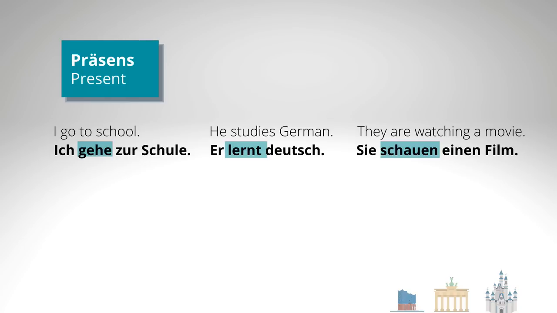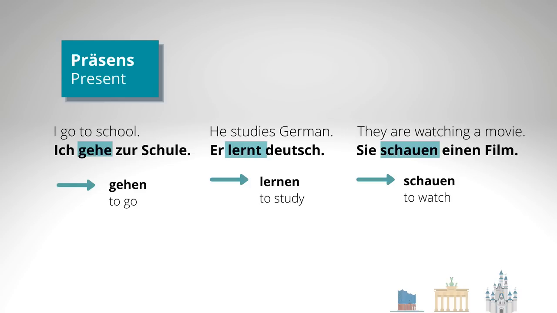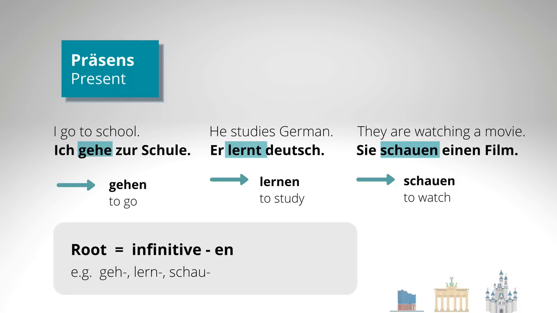If we take the first sentence, for example, Ich gehe zur Schule, I go to school, we have gehe. That's the first person singular of the verb gehen, to go. Gehen is a so-called infinitive, like to go, the normal form of a verb. What we now need is the root of the verb. Remember, in English we get the root by leaving out the to, so the root of to go is go. In German we leave out something else. The root of gehen is geh, so we leave out the en at the end. So the root in German is the infinitive minus the ending en.